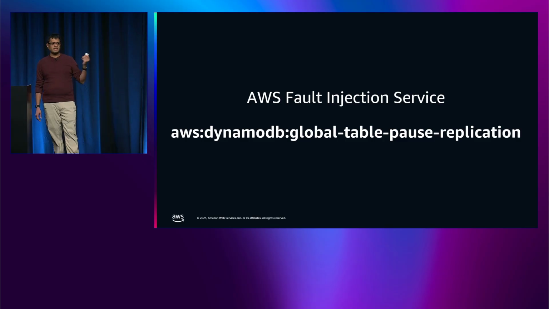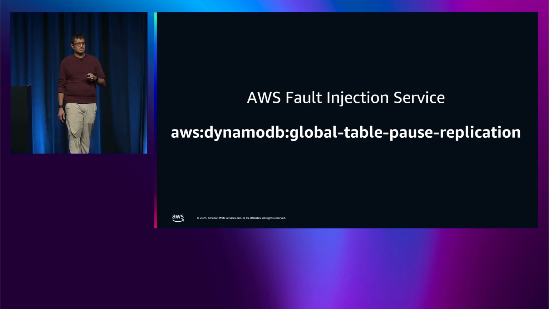We have also introduced an experiment in AWS Fault Injection Service, which customers can use to test how their applications will behave if there is a failure with global tables. And I think this is very important because we've tested a lot of the stuff, and it is customers who need to test their failover, how their application behaves when there's a failure.